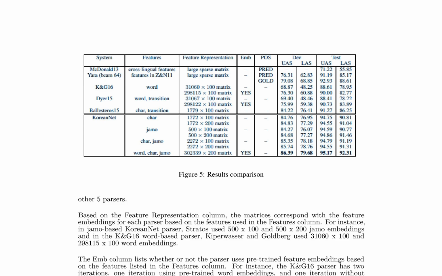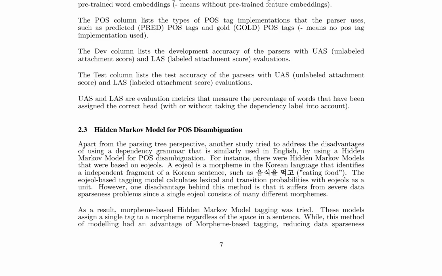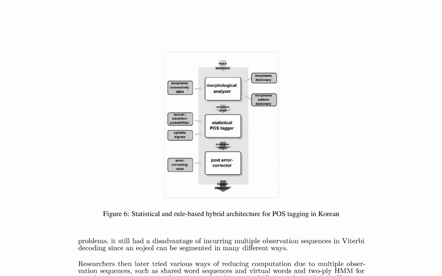The research also explores the limitations of statistical approaches for POS disambiguation in agglutinative languages like Korean, due to complex morphological structures. To address these limitations, a hybrid method combining statistical and rule-based approaches was proposed, as shown in Figure 6. This model integrates a morpheme dictionary to enhance morpheme identification accuracy, and it includes tasks such as morpheme segmentation, recovering original morphemes from spelling changes, and morphotactic modeling.